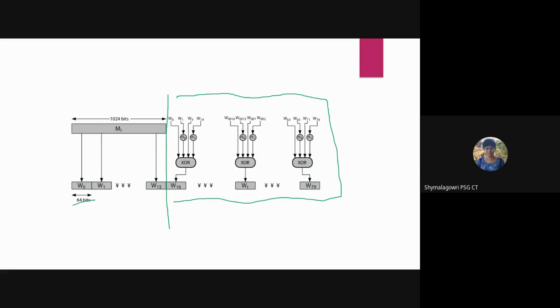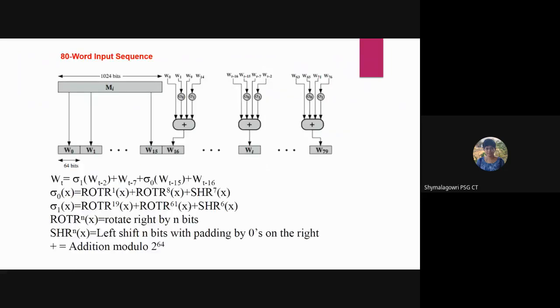Based on that, we are going to make use of these words to generate the remaining words based on this formulation. Okay, so this diagram is going to explain how, from the given input sequence, we are going to generate the remaining words. To generate a new word, say W_t, we are going to follow this formulation.